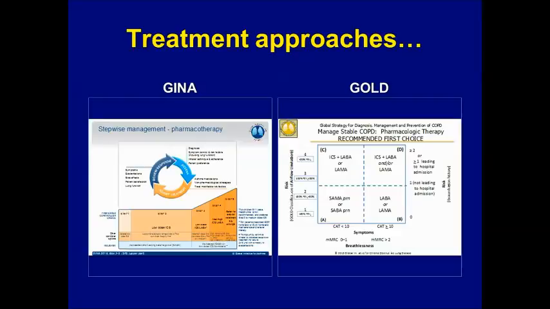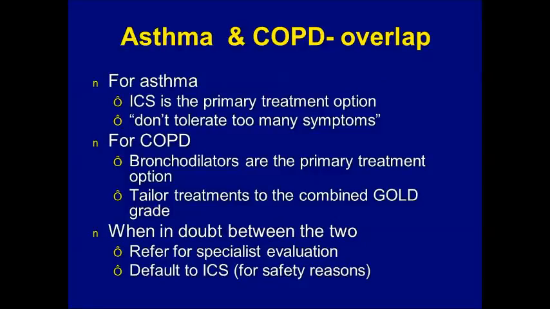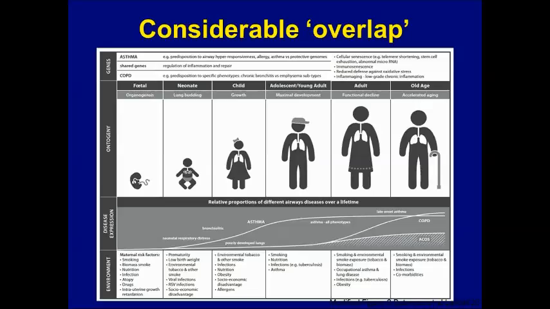And Fan Chung showed earlier the GINA guideline for asthma, and this is the GOLD guideline for COPD. Just to stress again the importance of inhaled corticosteroids on this side and bronchodilators on the other side, and the addition of drugs as the disease worsens. Just to reiterate, ICS is important for the asthma phenotype, whereas for COPD, bronchodilators. And when you're in doubt, rather refer for specialist evaluation.